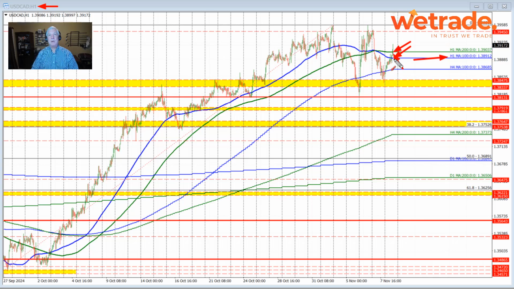If we do move below that, it could disappoint the buyers and have traders looking back down toward the 100-bar moving average on the 4-hour chart. That level comes in at 1.3868. Break below that level, then we start to look toward this swing area, which found support in trading yesterday. So those are the levels, but right now the buyers are more in control.